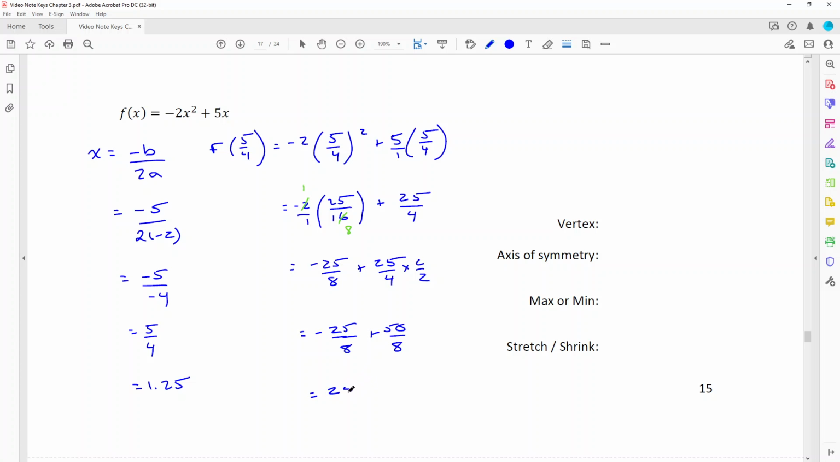Oops, 25 over 8. Again, if you had used a calculator right from the beginning, you would do negative 2 times 1.25 squared plus 5 times 1.25, and you get 25 divided by 8, which isn't a bad decimal, right? 3.125. So totally up to you. But be careful, the back of the book might answer as fractions, and so make sure you can convert from fractions or decimals back into fractions. So this answer would be the vertex is 5/4 and 25/8.